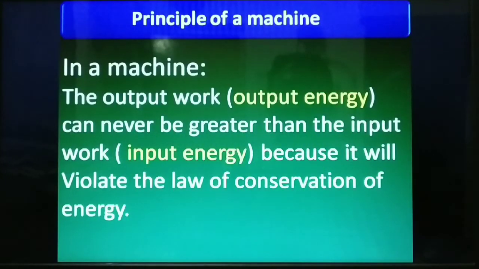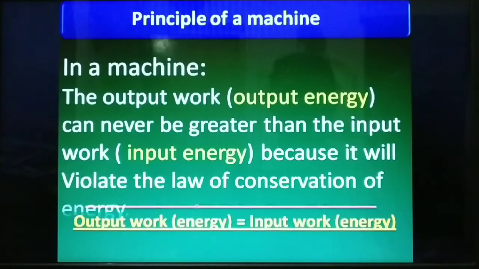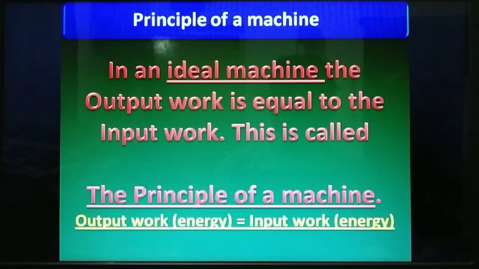Now first, principle of a machine. In a machine, the output work, that is the output energy, can never be greater than the input work or input energy, because it will violate the law of conservation of energy. Now, in an ideal machine, the output work is equal to the input work. This is called the principle of a machine. So, output work or output energy is equal to input work or input energy.